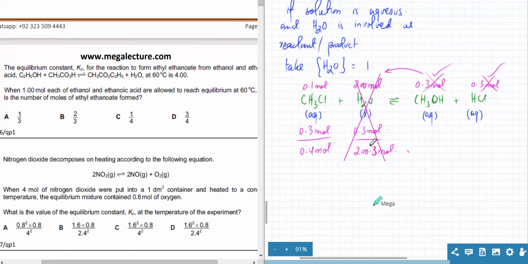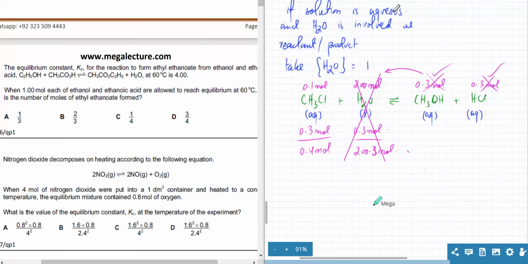So you don't add this value. Anything that's in excess is not written in the expression. Its concentration is taken as a constant, but this usually just applies to water. So if water is a reactant, you don't write it in the expression. But make sure that it's an aqueous solution. If they haven't mentioned it as an aqueous solution, then you have to write water. This only happens if the solution is aqueous.